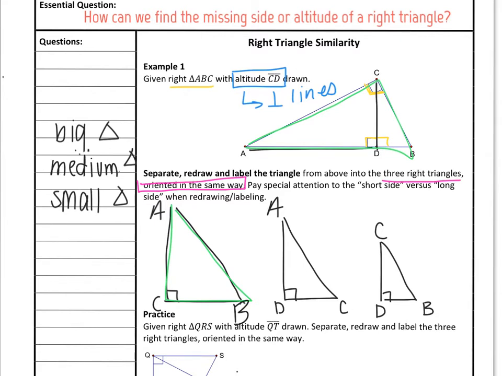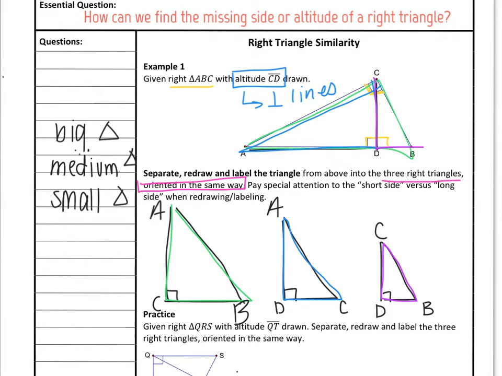There we go. All right, my medium triangle, which was this one here, ADC, and then my small triangle, CDB. Perfect. So for all these problems, you're going to end up drawing three separate triangles like this.